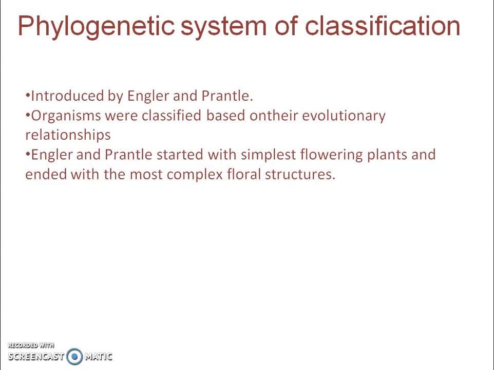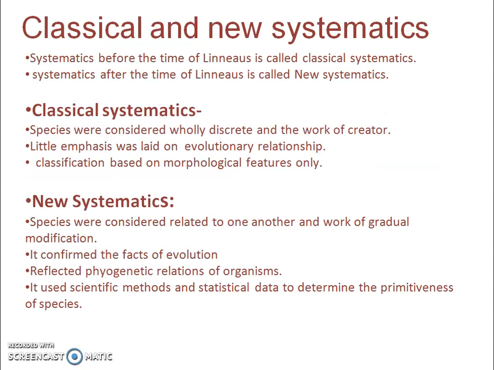Then came the phylogenetic system of classification. It was introduced by Engler and Prantl. The organisms were classified based on their evolutionary relationships, that means who their ancestors were. They started with the simplest flowering plants and ended with the most complex floral structures. So it was the best system of classification, the phylogenetic system of classification.